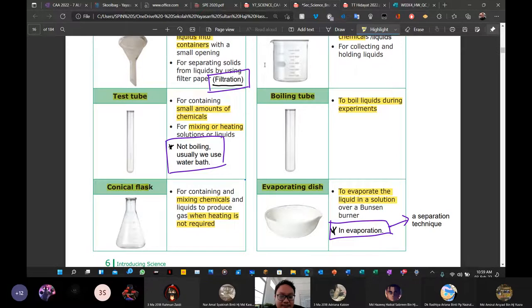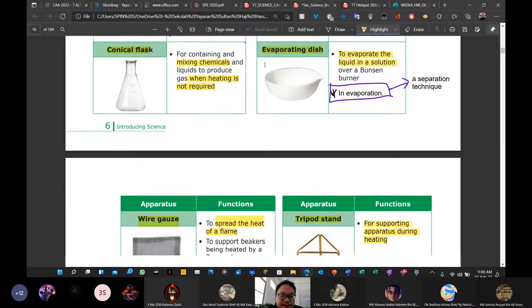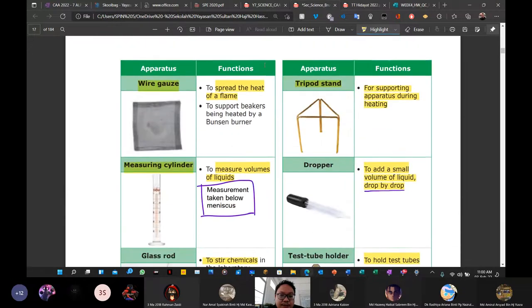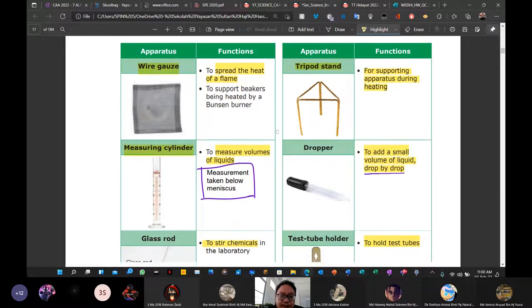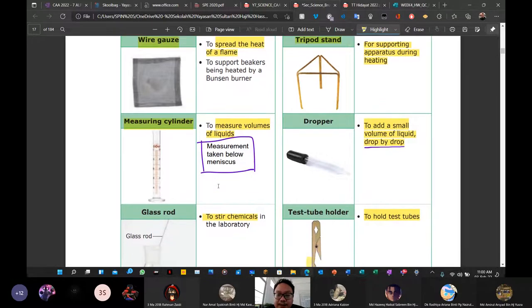Okay, next one. So later on, if you miss out this information, just repeat the video. So wire gauze and tripod stand are always together. And the function of this one is to support apparatus during heating and spread the heat of a flame. Measuring cylinder to measure volume of liquid. And measurement are taken below meniscus. We're going to learn this one next week when I'm going to bring you guys to the lab.